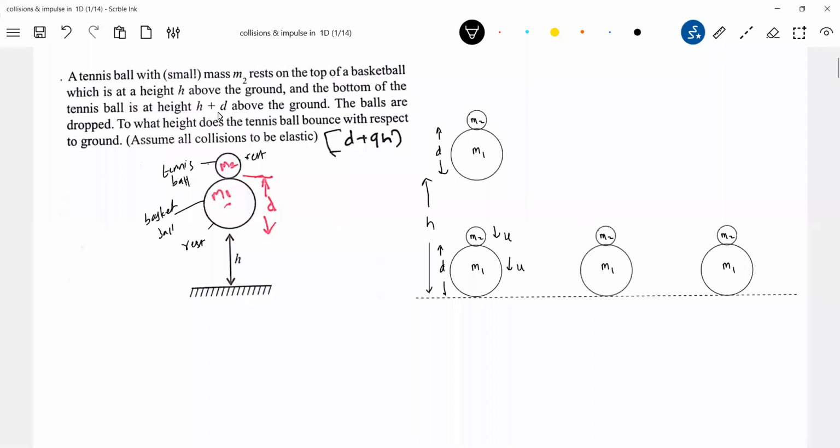Look at the geometry. Both will have the same speed, so let it be root 2gh. Now the collision will occur. How to analyze this one?